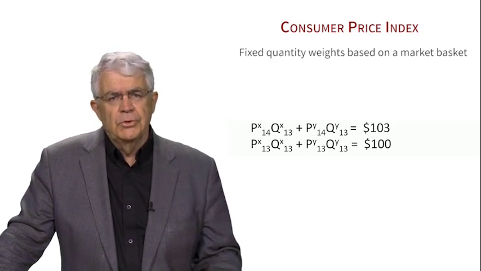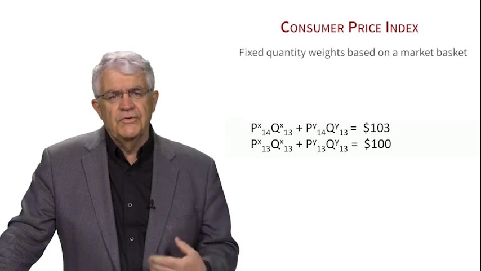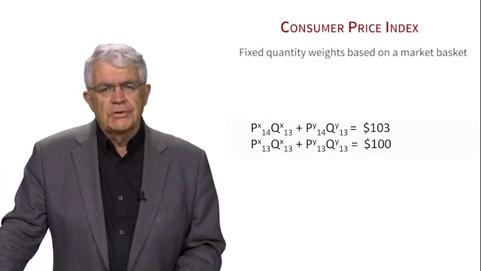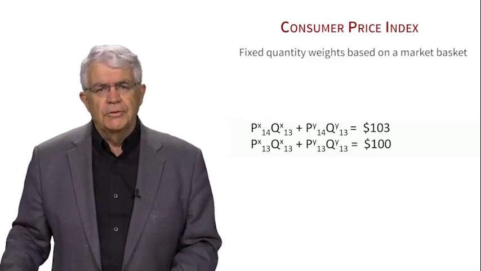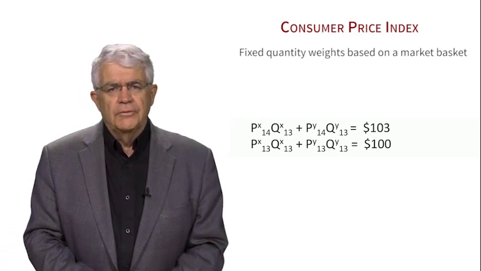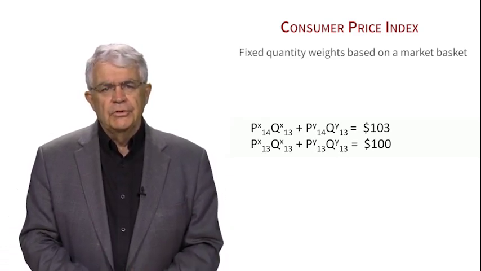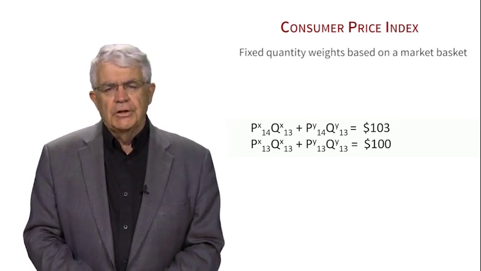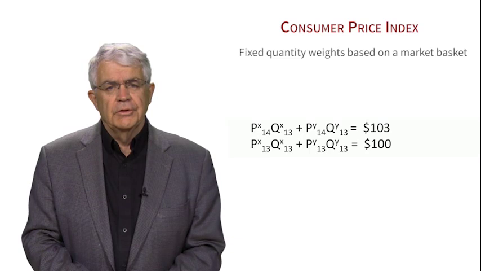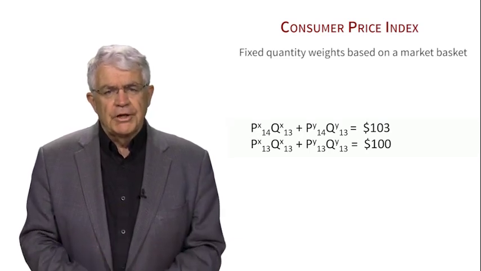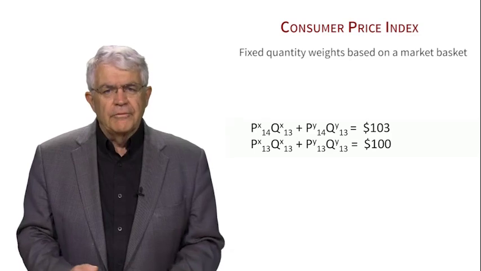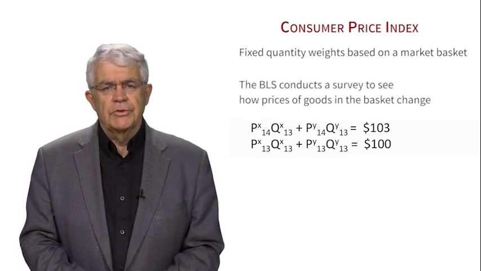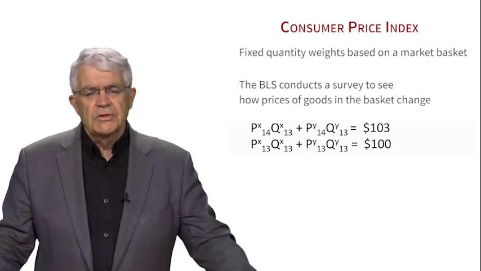What changes in the two equations are the prices. So this is, in a sense, fixed quantity weights. The quantities are fixed, and that's another way to compute the price index. In this particular example, I've multiplied to get the value of consumption for these goods in the two periods, and I got $103 in the second period, 2014, and $100 in the first period, 2013. So since it's the same market basket, you would say that on average prices have increased by 3%. And we would say therefore the inflation rate is 3%. So that's how the Consumer Price Index is calculated.